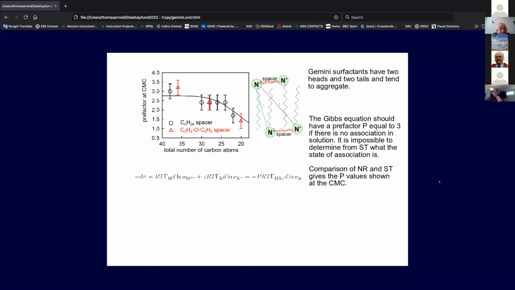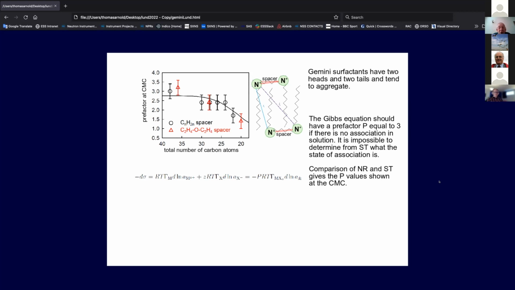If you look at the Gibbs equation on this slide, I've now rewritten it. It's not very clear, but you've got your dσ on the left, and then on the extreme right, you've got RT log γ, m, x, z or something, and then there's a prefactor p. So if you've got an ionic surfactant, the prefactor is 2, because you're losing the free energy of the surfactant ion and the counter ion.